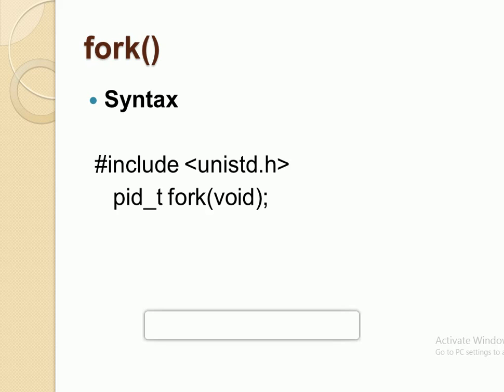fork system call. If fork returns a negative value, the creation of the child process was unsuccessful. Fork returns 0 to the newly created child process, and fork returns a positive value, the process ID, that is the PID of the child process, to the parent. The returned PID is of the type pid_t, which is defined in the header file sys/types.h.